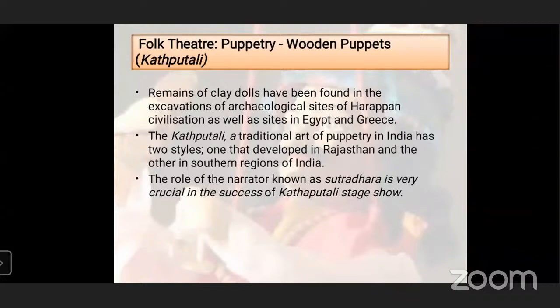That is the puppet shows in Hindi, which is known as the Katputli. We completed that. In that, we have seen the roots, the history of the puppets, from the sites of Egypt and Greece, right? Then the next one, the puppetry shows, that is the two styles. One is found in Rajasthan and the other one is found in the southern region of India, right?